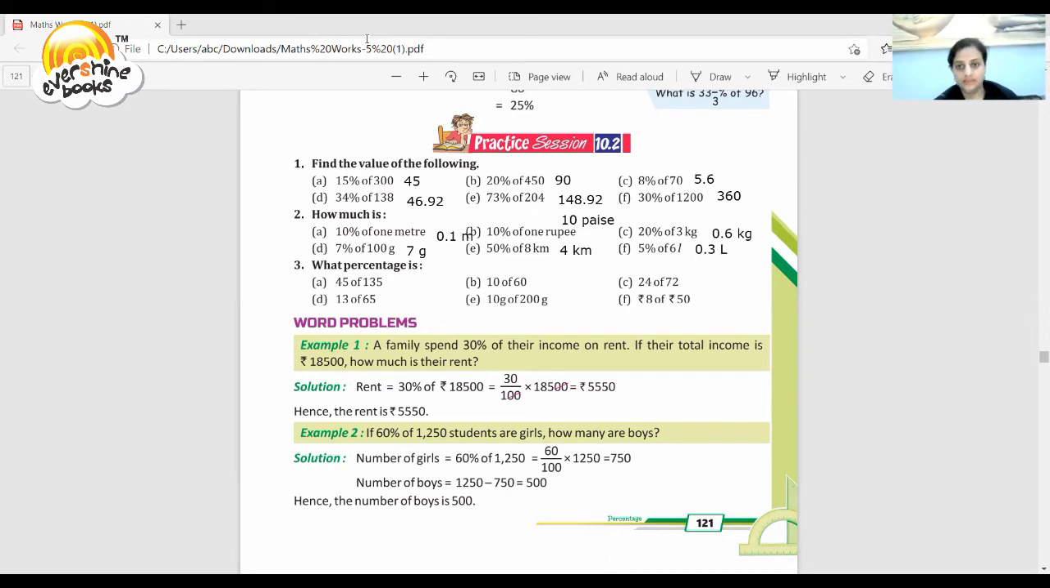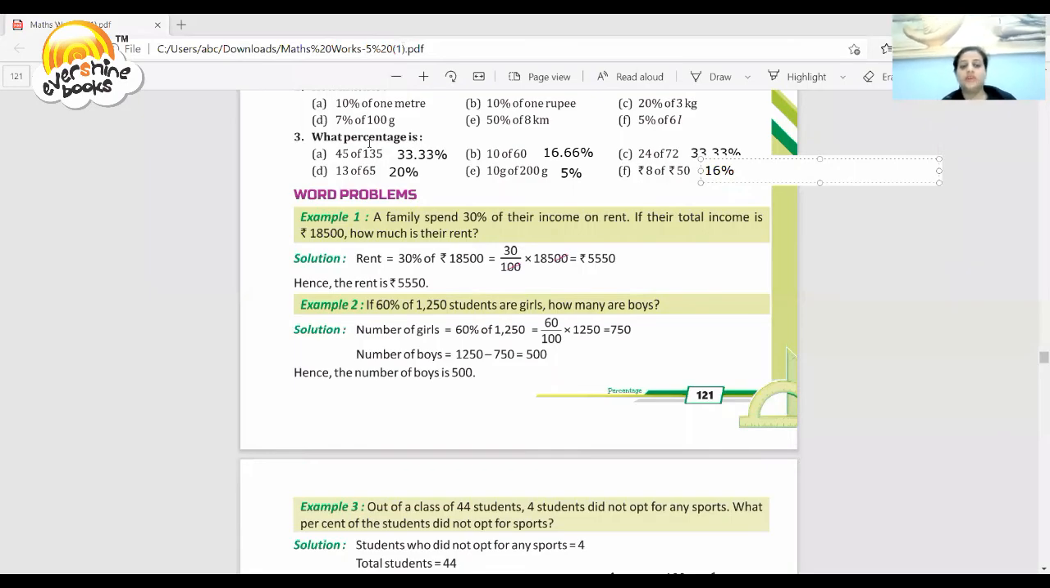Now we will do what percentage is 45 of 135. When we multiply by 100, we will get the answer. So students, when we want to find the percentage, that is 45 of 135, "of" means always multiply. So 45 into 100 upon 135 is 33.33. 10 of 60 is 10 into 100 upon 60. So the answer will come 16.66%. So here 20%, here 5%, and here 16% is the answer of this question.